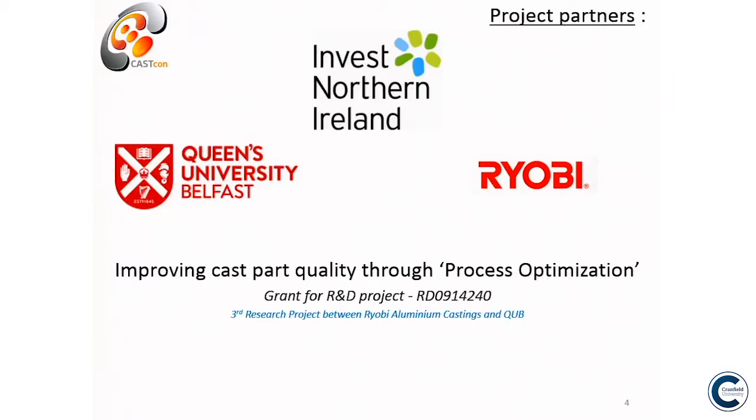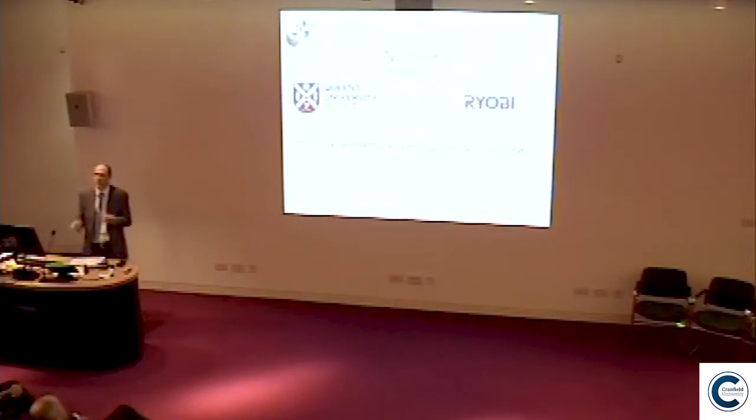So the project partners for this project are Queen's University, Ryobi Aluminium Castings, and it's a project funded by Invest Northern Ireland. And the title of the project is Improving Cast Part Quality Through Process Optimization. So we're trying to look at the high pressure die casting process.